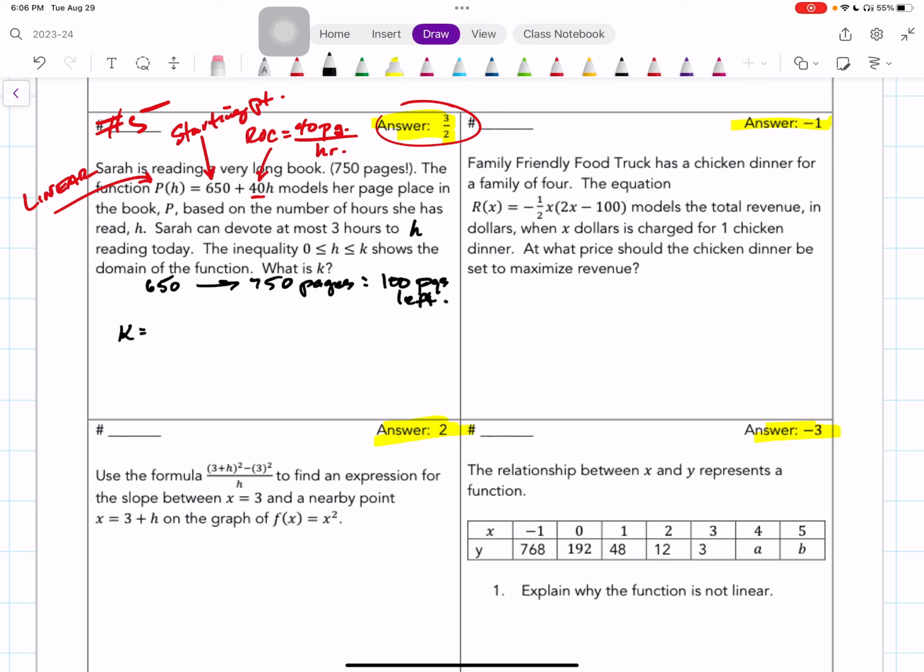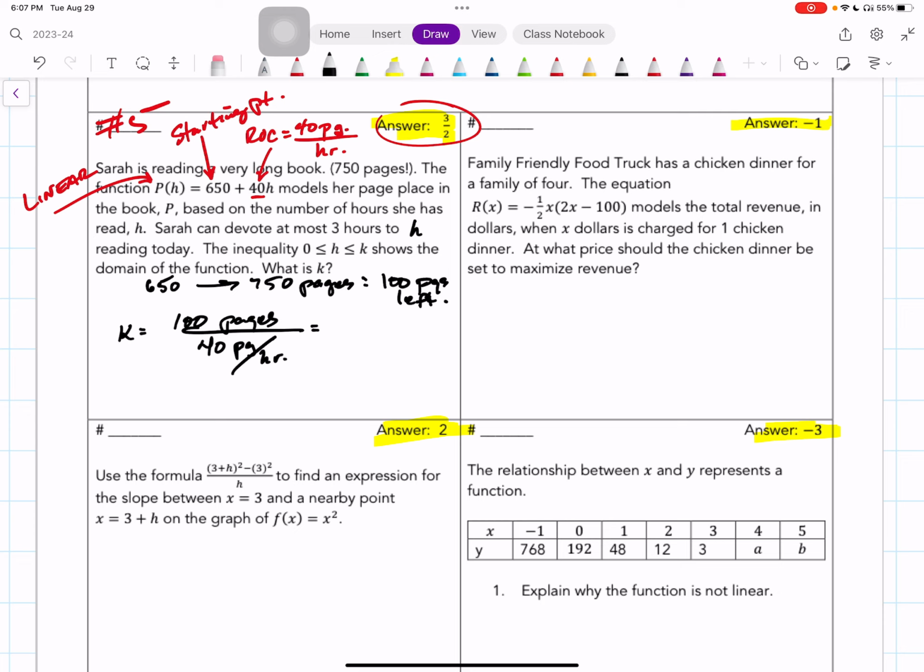the number of hours. So what we need to do is take the pages she has left, which is 100 pages. All right, she's reading at 40 pages per hour, so 40 pages per hour. And if you simplify this little expression here, 100 divided by 40, just use a calculator if you want, or do it in your head, it doesn't matter.